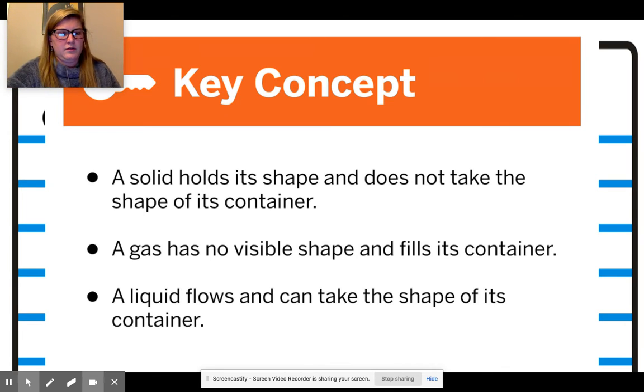A gas, they're all around us, has no visible shape and it fills its container. There's gases all around us in the kitchen, everywhere around me. We can't see them, but they're there. A liquid flows and it can take the shape of its container.